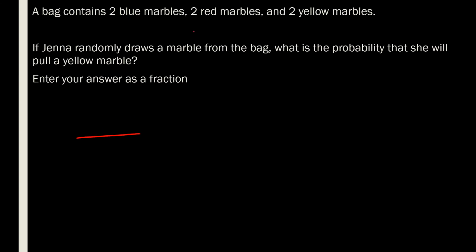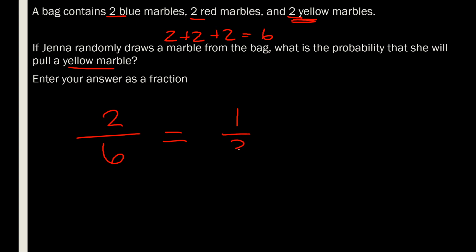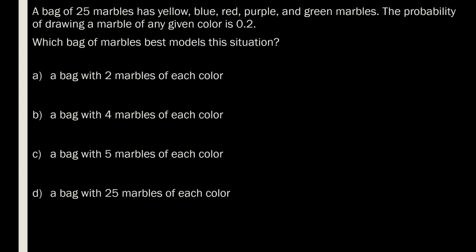Okay, so she has 2 blue, 2 red, 2 yellow. 2 plus 2 plus 2 means she has 6 total marbles. 2 out of those marbles are yellow. I can simplify this to give me 1 over 3, which means that she has a 1 out of 3 chance of picking a yellow marble.